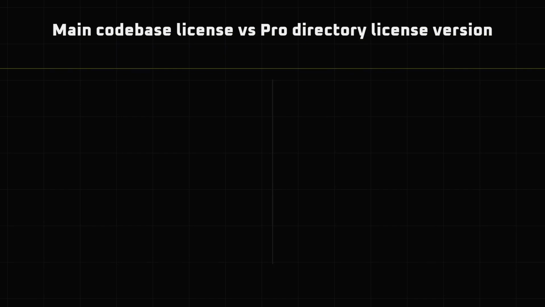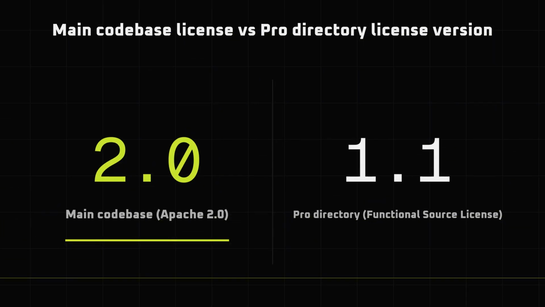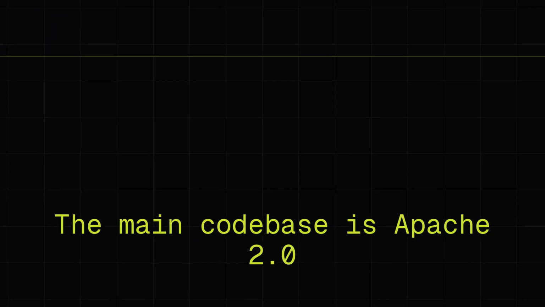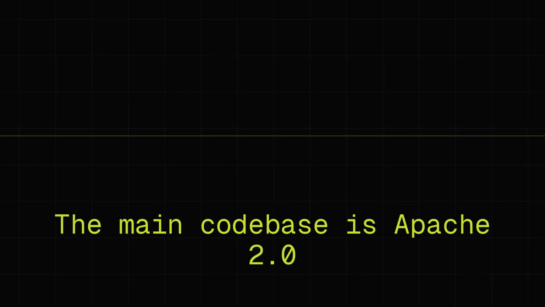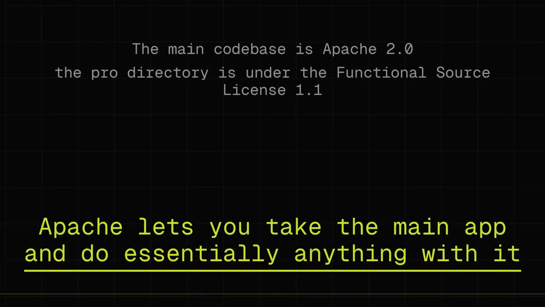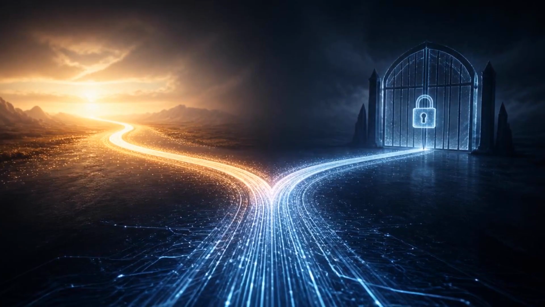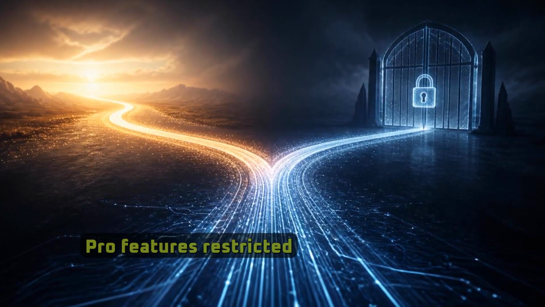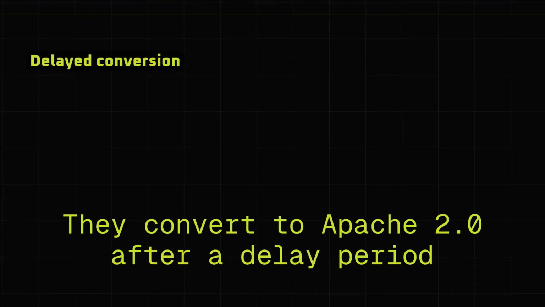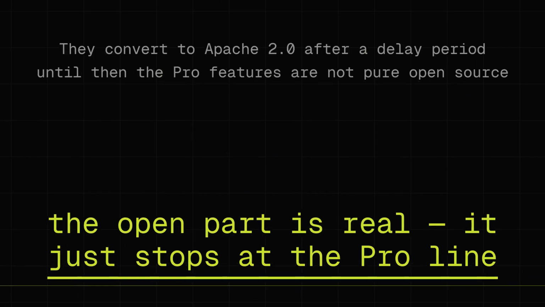And here's the open source asterisk, and it matters more than it first sounds. The main codebase is Apache 2.0, but the Pro directory is under the Functional Source License 1.1. Apache lets you take the main app and do essentially anything with it. Fork it, ship it, reuse it. The functional source license holds the pro features back. They convert to Apache 2 after a delay period, but until then, the pro features are not pure open source, despite the open source positioning. So, the open part is real, it just stops at the pro line.